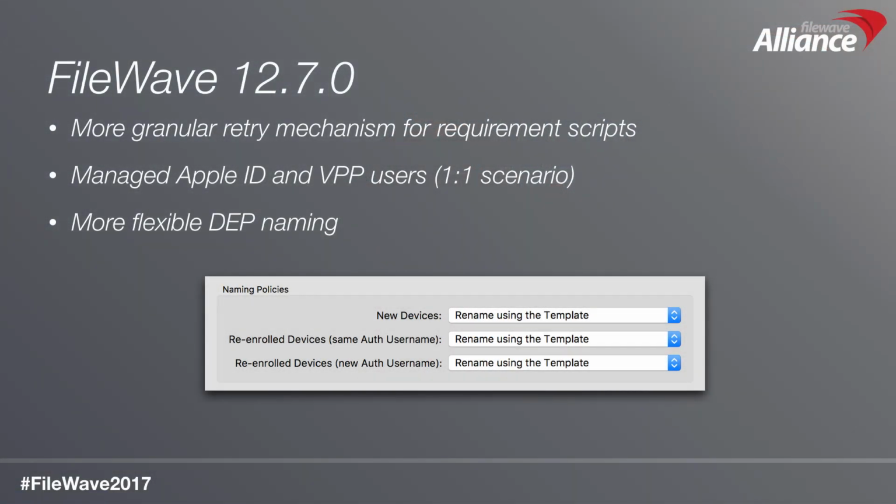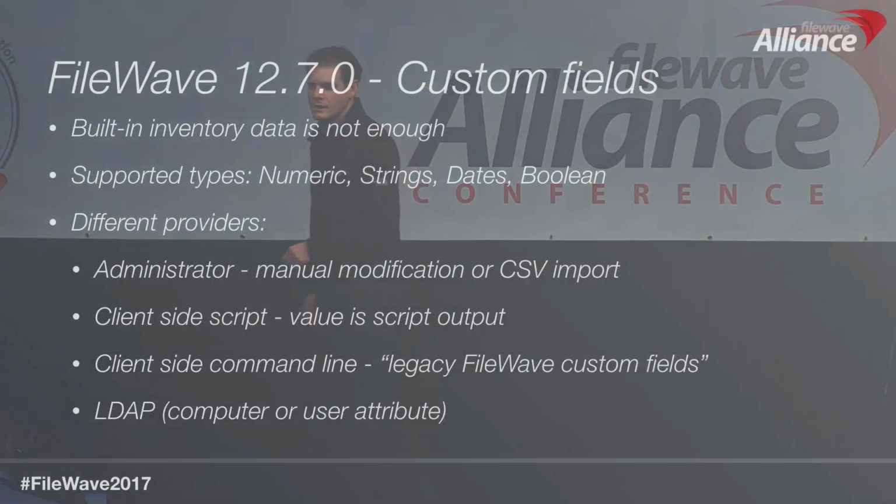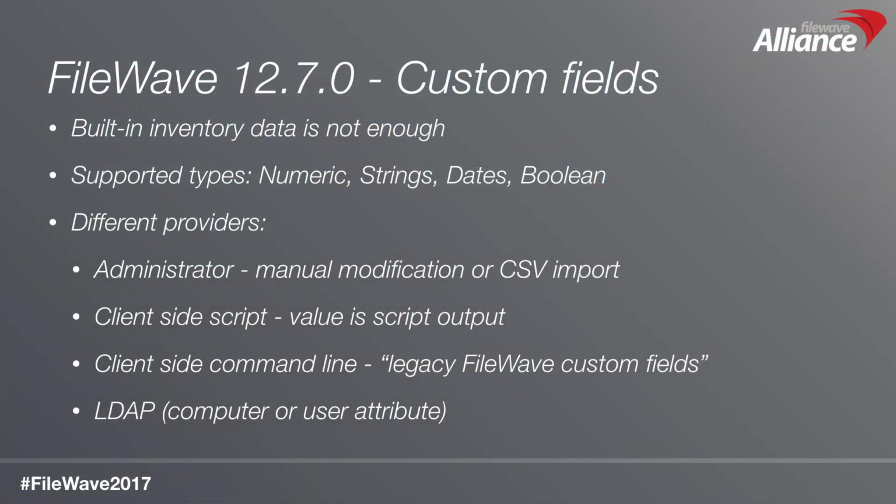We want to have more granular control over retry scripts. These are the very small features we added, but we felt that they would be interesting for you. Manage Apple IDs. Again, if you don't know what it is and what it is used for, just come to the VPP session later today. And more flexible options when you enroll Apple DEP devices, about how we rename them. The big feature for 12.7 is custom fields.